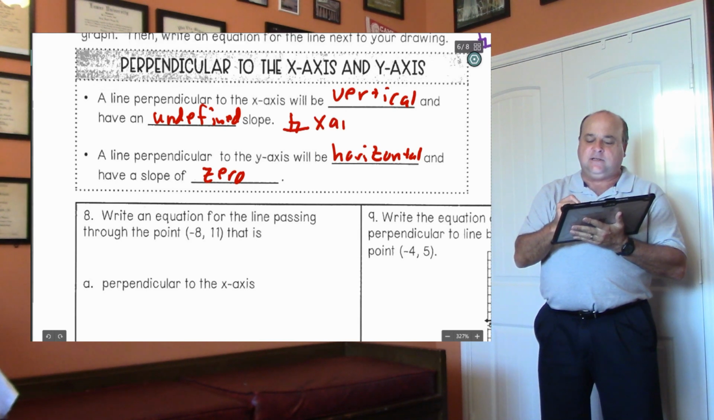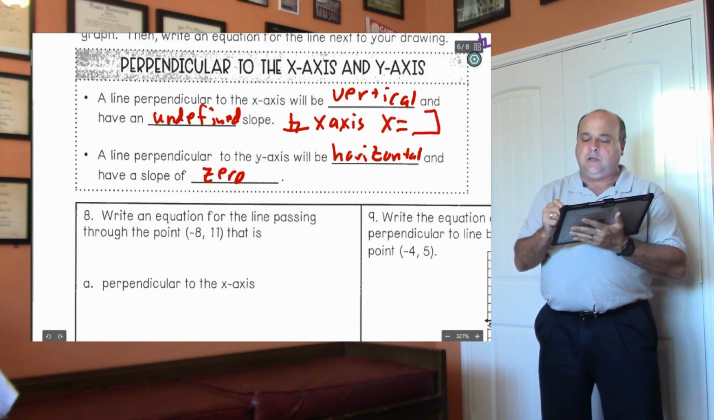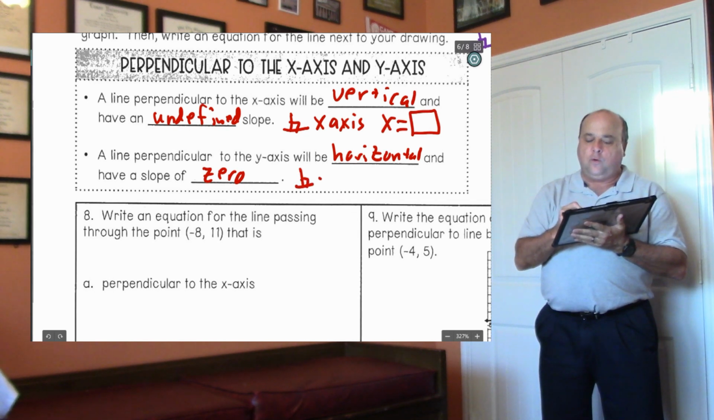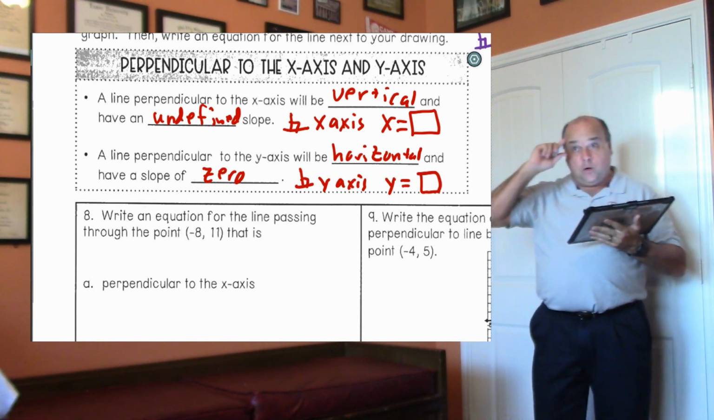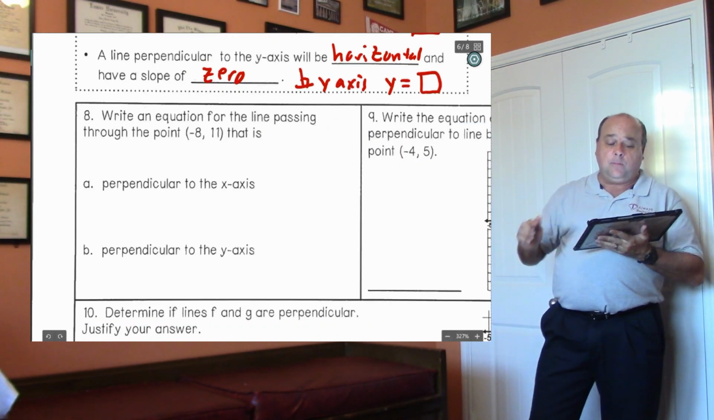Perpendicular to the x-axis, it's going to be x equals something. Perpendicular to the y-axis, it's going to be y equals something. Okay? That's important to know. Let's go to number 8.